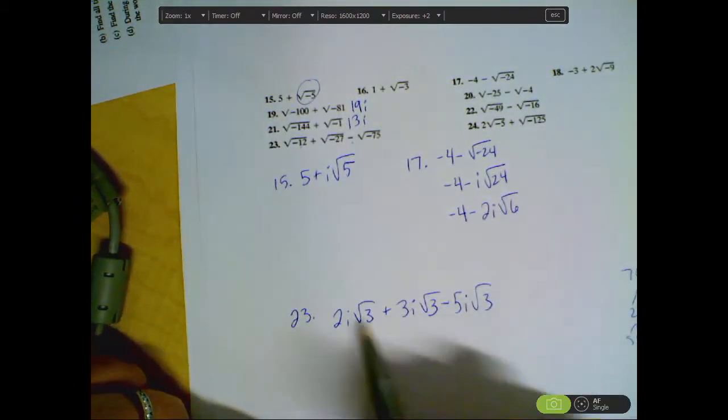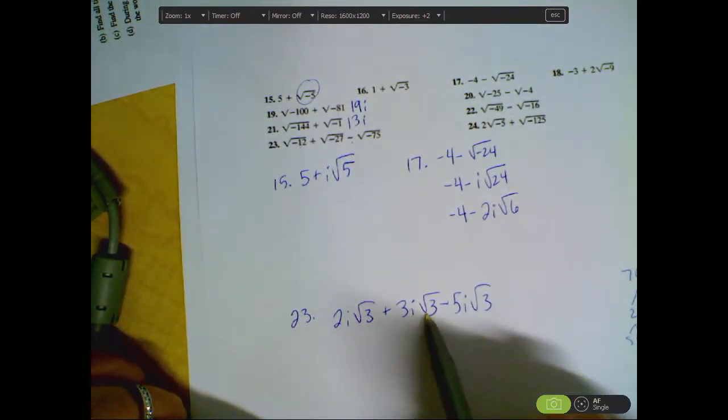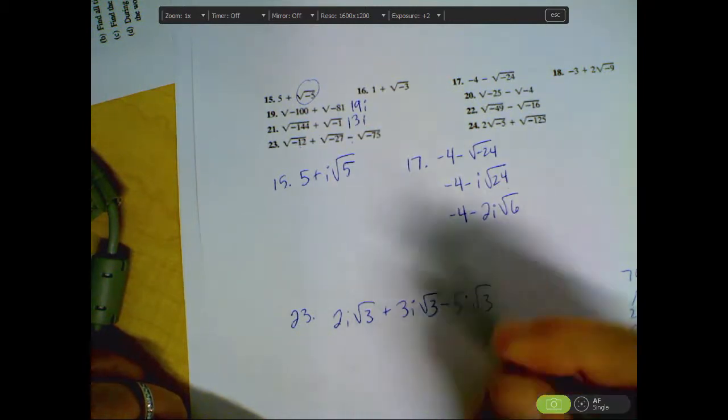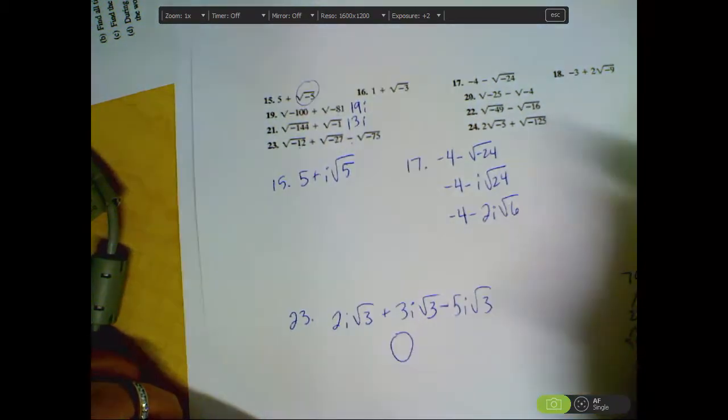But notice, all of these have an i and a root 3. These are all like terms. So you add them together. 2i plus 3i is 5i root 3 minus 5i root 3. The answer here is just 0.